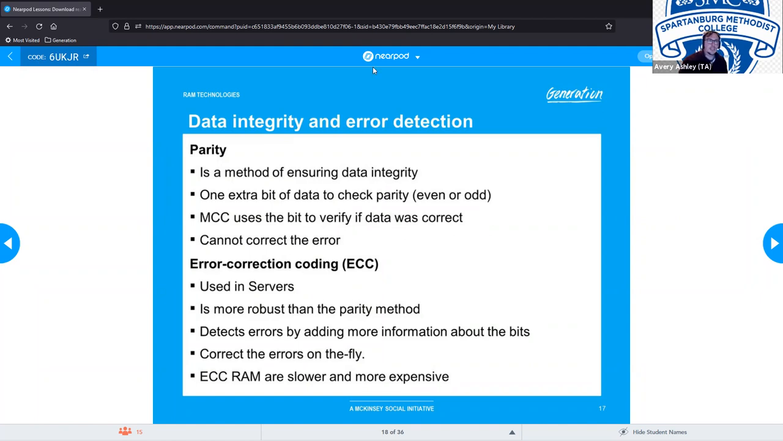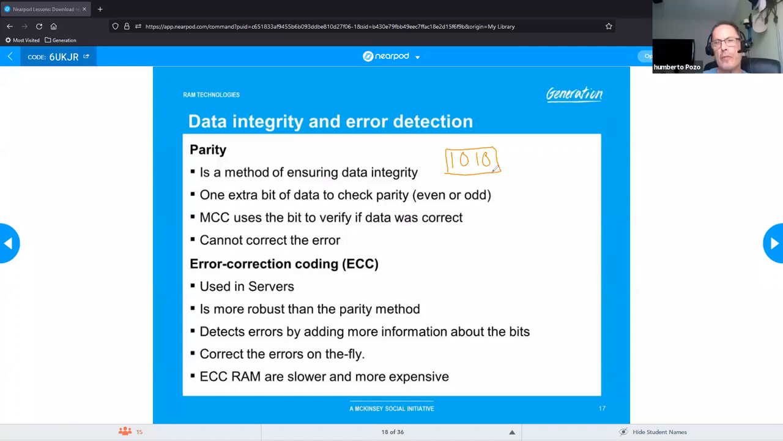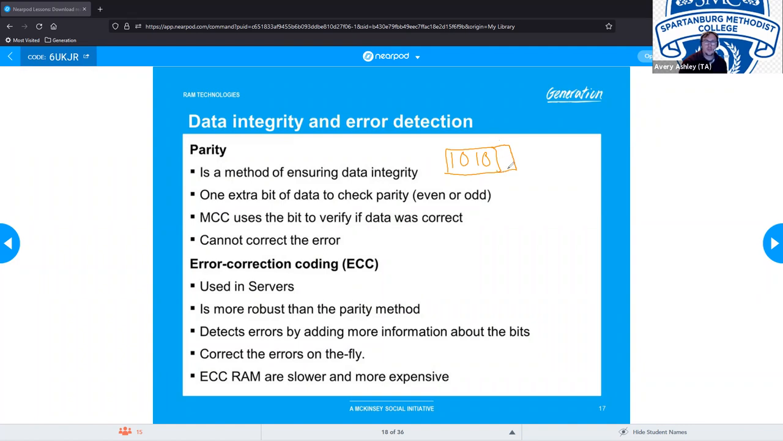So what does this mean? If we are getting a string of data, 1, 0, 1, 0, let's say this string of data is being sent across our RAM, and the MCC looks at it and has to decide if this data is correct or not. Parity is going to be an additional bit of information that's sent along with the string of data that is going to signify if it is even or odd.